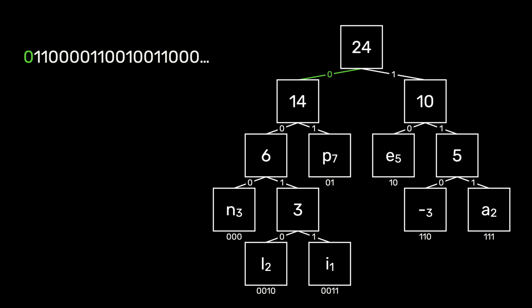For 0, we move left, for 1, we move right, and we are at the leaf node. So, bits 01 stand for P. Similarly, we read 1, traverse right, we read 0, traverse left, and we reach a leaf again. This time it's E. And following the same procedure, we were able to reconstruct our original message.